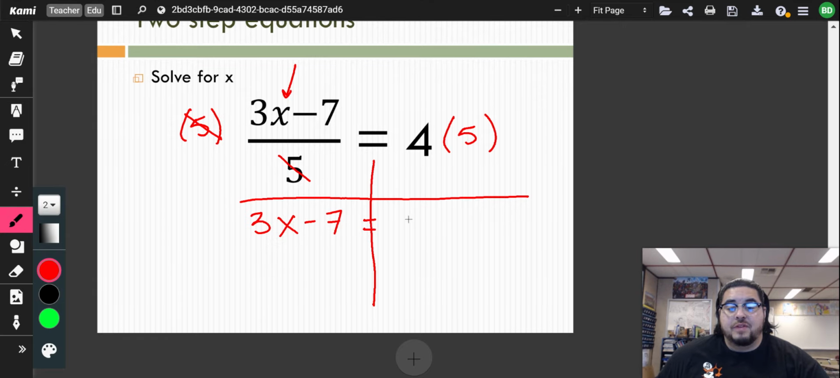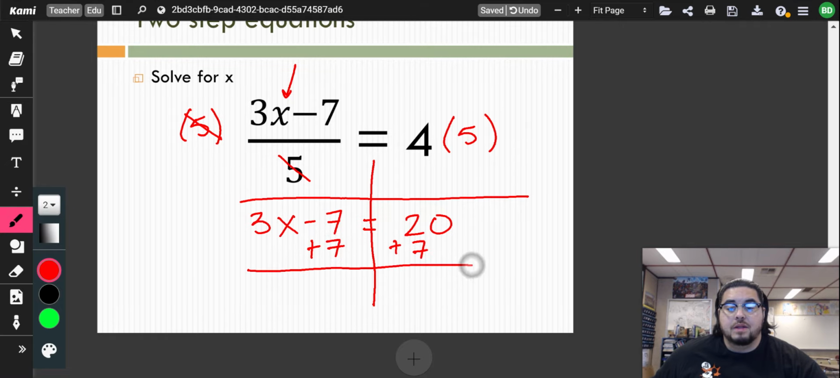4 times 5 is 20. And now I'm basically back at what I started with at the beginning of the class. I have a 2-step equation that I can work with. So I'm going to get rid of the minus 7 first by adding 7 to both sides. Minus 7 and plus 7 cancel, so 3x is equal to 27.